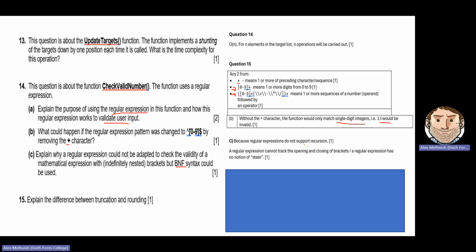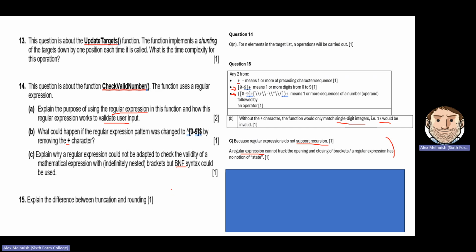Yeah, regular expressions do not support recursion, or if you said that the BNF does support recursion, that gave you credit. And sort of linked in with that then is the fact that with a regular expression, you can't track the opening and closing of brackets. There's no way of doing that because a regular expression has no notion of state. So I think being clear about those explanations would be important as well. So that's definitely another place to go, just do a little bit of additional reading around as well, I think.